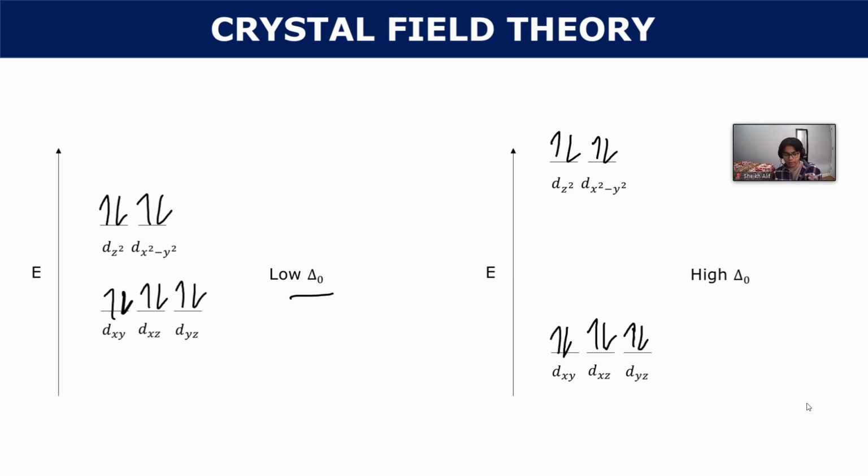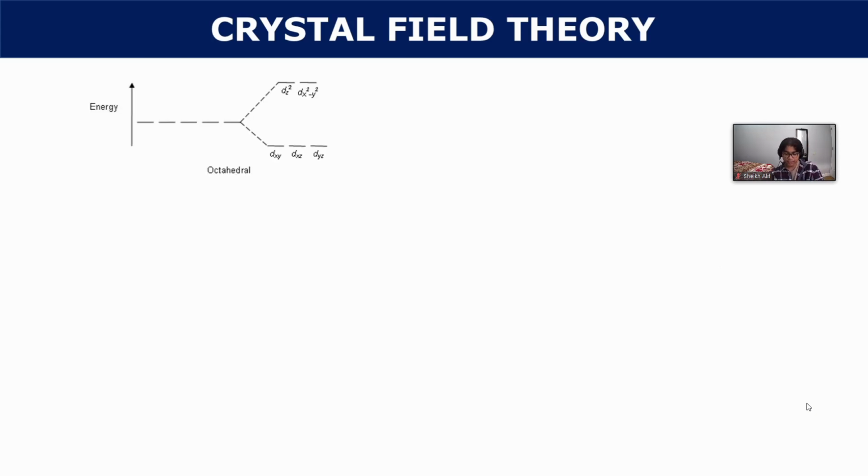And so that's how filling changes based on whether you have a small E naught value or a high E naught value. Again, in low E naught values, they will move on to the higher energy level, but in high E naught values, they're going to start doubling up on the lower ones before moving on to the higher ones. And like I mentioned, we are dealing with only octahedral ones so far.